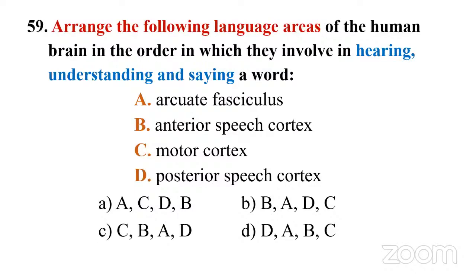Okay. Then 15.9. Arrange the following language areas of the human brain in the order in which they are involved in hearing, understanding, and saying a word. This is a bit tough question, and it's from neurolinguistics, from linguistics, but a particular area. So unless we are familiar with that one, this is a tough question to answer, yet sometimes we can use the words there, and you can at least narrow down. Let's say, what is the order? So the question is from neurolinguistics, language areas of the human brain. So in human brain, we have a lot of areas which are associated with language. Okay, so that's the question.